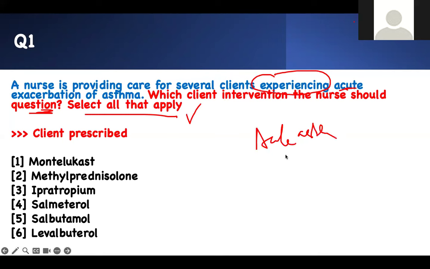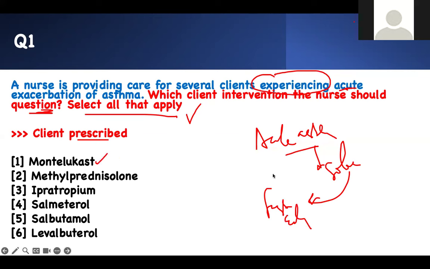What do you think? Something acute, we have to solve it right away. We should pick a medication that is fast acting, that will take care of the problem quickly. A client prescribed Montelukast. Do you use this for acute asthma exacerbation? Does it work like an acute problem? The main thing you have to know is you want a bronchodilator that is going to act fast. You want an anti-inflammatory that is going to act fast.